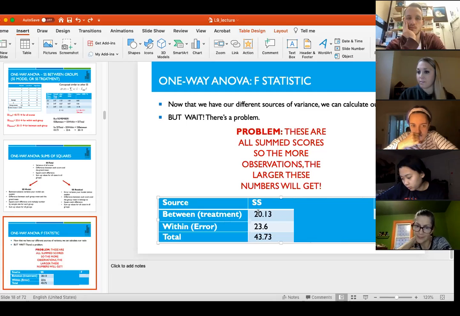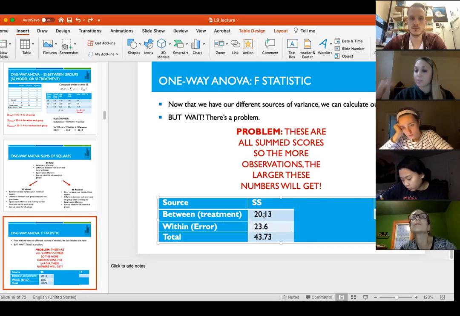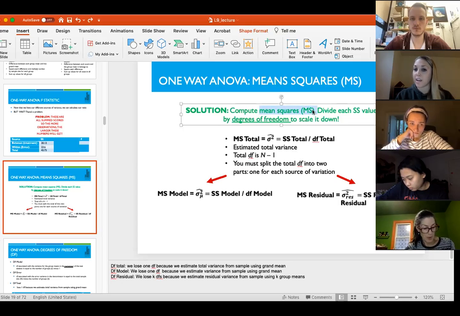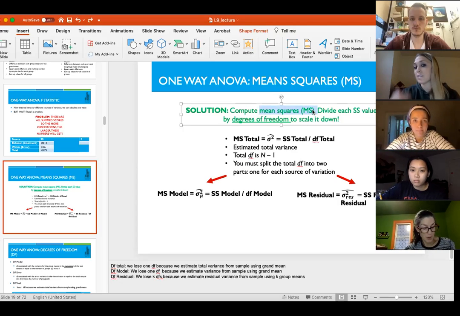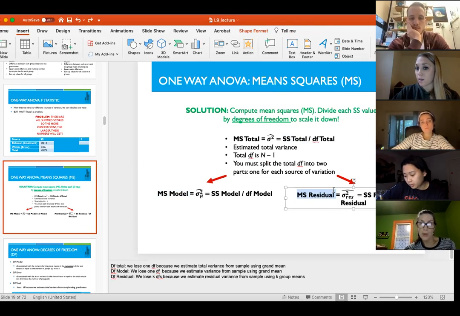Remember what we did with variance: we divided by n minus 1, another word for which is degrees of freedom. So to get from sums of squares to variance, we divide by degrees of freedom. That's exactly what we're going to do here, but instead of calling it variance, we're going to call it mean squares, abbreviated MS. We'll do it for our sums of squares total, model, and residual.